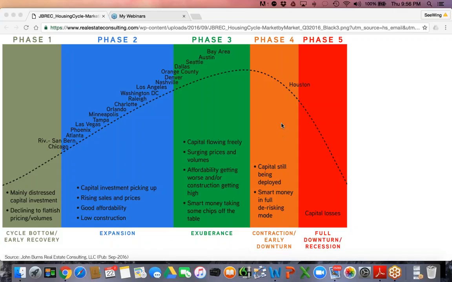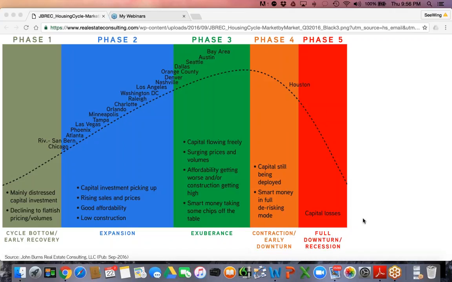Now, the only previous real life example of phase 4 is back in 2003 and 2004, right? When many investors didn't do their research, didn't look at the cash flow scenario, didn't look at the numbers, and they purchased at a peak in phase 4 back in 2002, 2003, in many markets. And then in phase 5, right, capital losses, full downturn, recession.